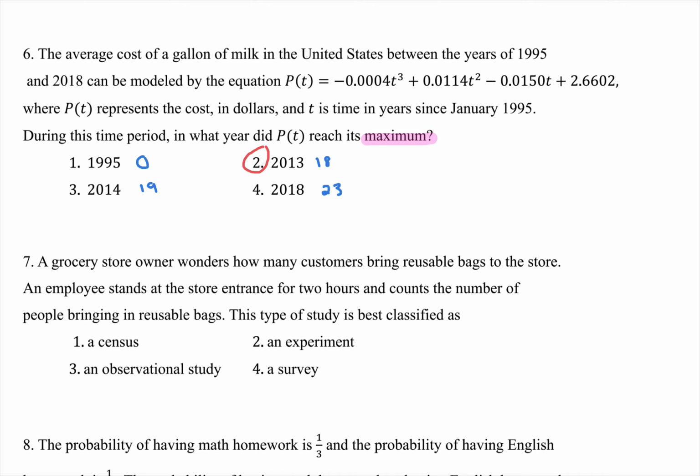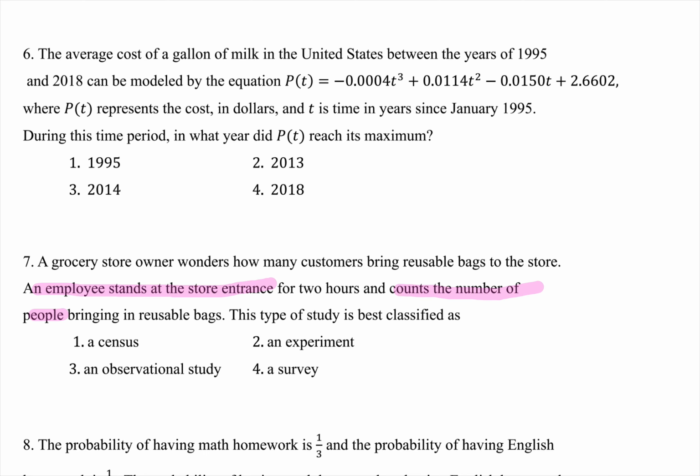Awesome. Number 7, right? A grocery store owner wonders how many customers bring reusable bags to the store. An employee stands at the store entrance for 2 hours and counts the number of people bringing in reusable bags. This type of study is best classified as, right? So for this one, what did he do? He just stood at the store entrance and just counted the number of people bringing in the bag.